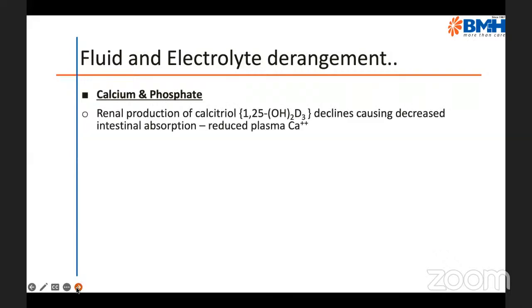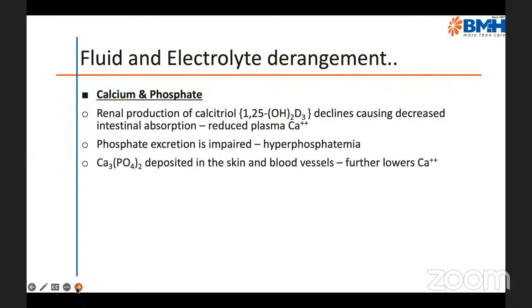Coming to other important elements whose mechanisms are coupled together, like calcium and phosphate. In CRF, the renal production of calcitriol, 1,25-dihydroxy D3, declines, causing decreased intestinal absorption and reduced plasma calcium. Phosphate excretion is impaired, resulting in hyperphosphatemia. The phosphate forms calcium phosphate with calcium ions, which is deposited in the skin and blood vessels, which can further reduce the calcium level.